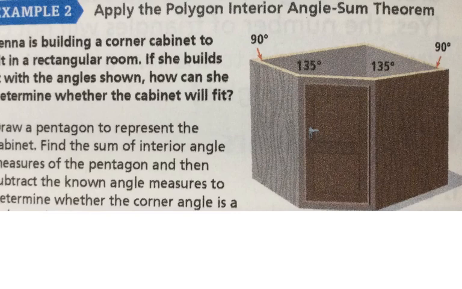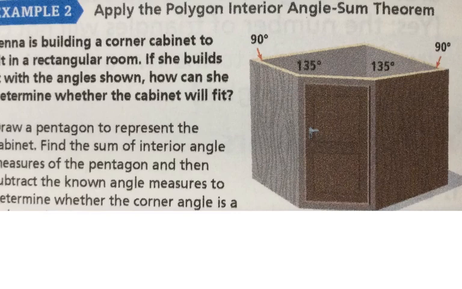So I don't know what this is. Let's say it's X. If I add those 5 together, I have to get 540. So X plus 90 plus 90 plus 135 plus 135 has to equal 540. So I'm about to check all this math. 90 plus 90 plus 135 plus 135. Is it 450? Yes.